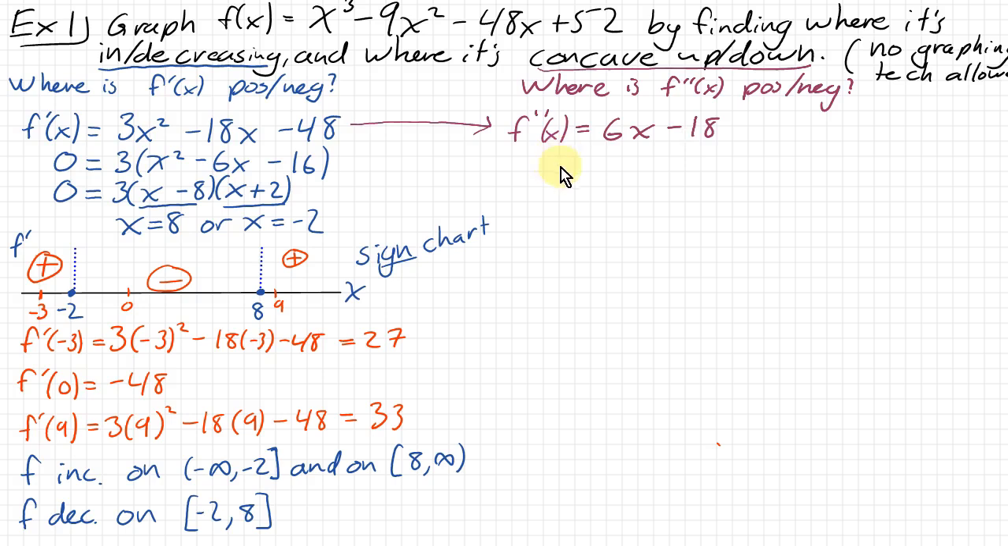So if you set this equal to 0, you can factor out a 6 and write x minus 3, and you can see that this is only equal to 0 when x is 3.